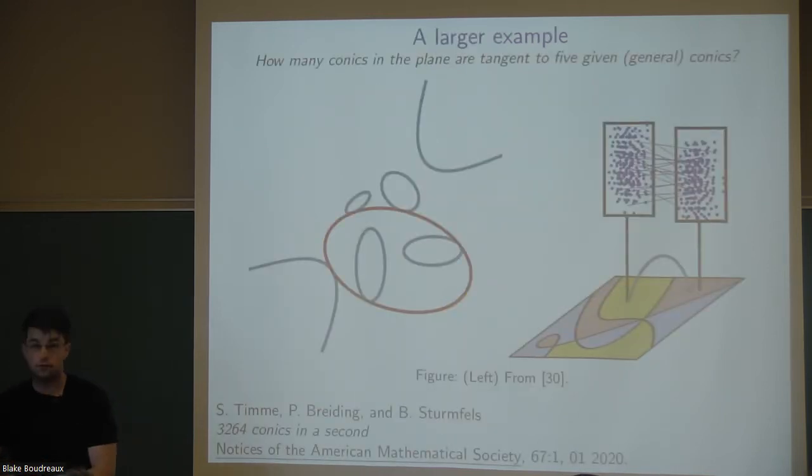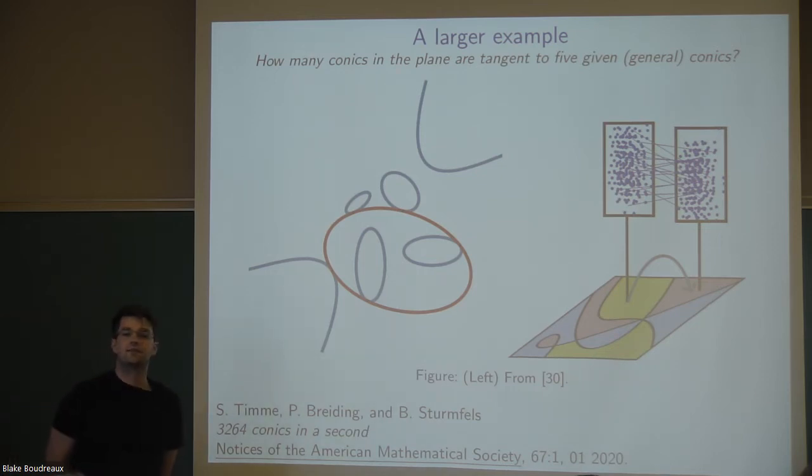Okay, so that was a simple example with two solutions. To convince you of the power of numerical algebraic geometry, there's this wonderful paper by Sascha Timme, Paul Breiding, and Bernd Sturmfels called "3,264 Conics in a Second." So there's this classic problem that says, if I give you 5 conics in the plane, how many conics are tangent to all 5? The answer is famously 3,264.